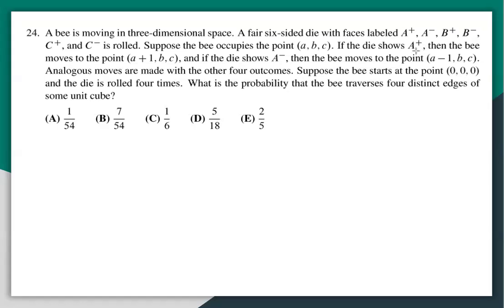If you roll the die and get the face labeled A plus, then the bug will move to (A plus one, B, C), which is just increasing the coordinate by one. You can think of it that way. If you get A minus, you decrease that by one, and the same thing for B and C. Suppose that we start at the origin (0, 0, 0) and the die is rolled four times. What is the probability that the bug traverses four edges of the unit cube?